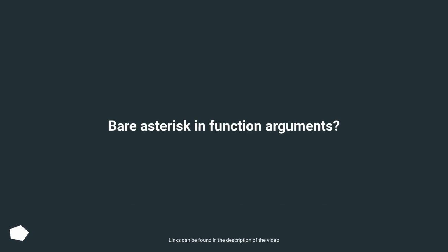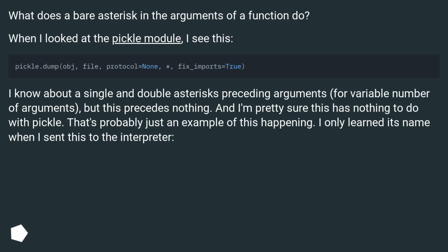Var asterisk in function arguments. What does a var asterisk in the arguments of a function do? When I looked at the pickle module, I see this. I know about a single and double asterisk preceding arguments, for variable number of arguments, but this precedes nothing.